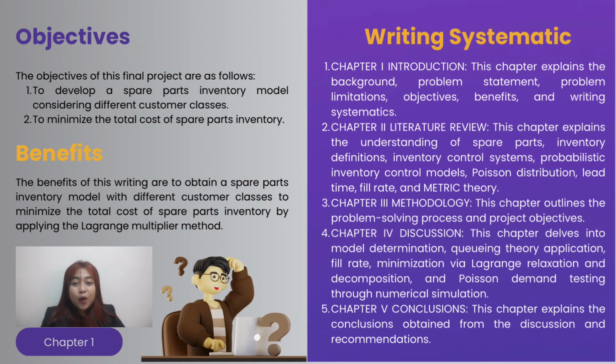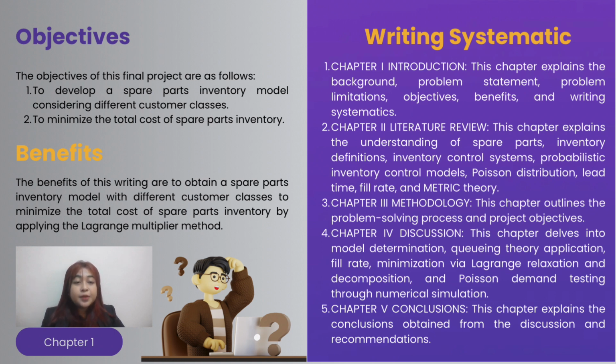Okay, the next I will explain the objective in Chapter 1. The objectives of this final project are as follows. The first is to develop a spare part inventory model considering different customer classes. The next is to minimize the total cost of spare part inventory. The next is benefits. The benefit of this writing is to obtain a spare part inventory model with different customer classes to minimize the total cost of spare part inventory by applying the Lagrange multiplier method.